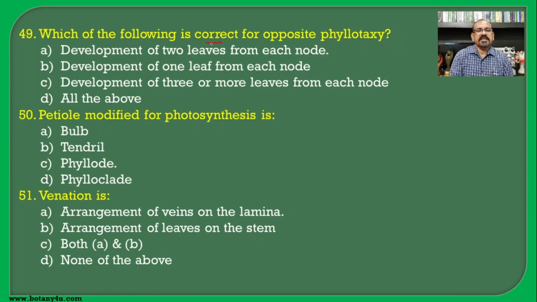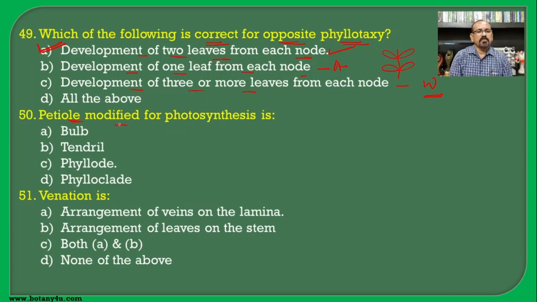Then which of the following is correct for opposite phyllotaxy? As we have seen earlier, opposite phyllotaxy means the development of two leaves from each node. That is the correct one. Development of one leaf from each node is alternate phyllotaxy, and development of three or more leaves from each node is known as whorled phyllotaxy. So the first one is the correct answer for this question.